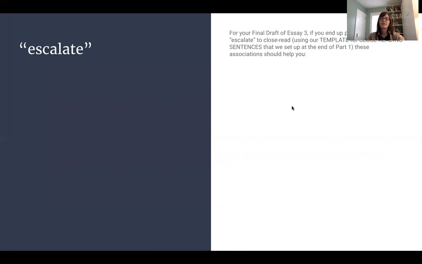So for your final draft of essay 3, if you end up pulling out the word escalate, let's say, to close read, and using our template for close reading sentences that we set up at the end of part 1, these associations should definitely help. Okay, so as we saw in our screenshots: tensions, problems, war.